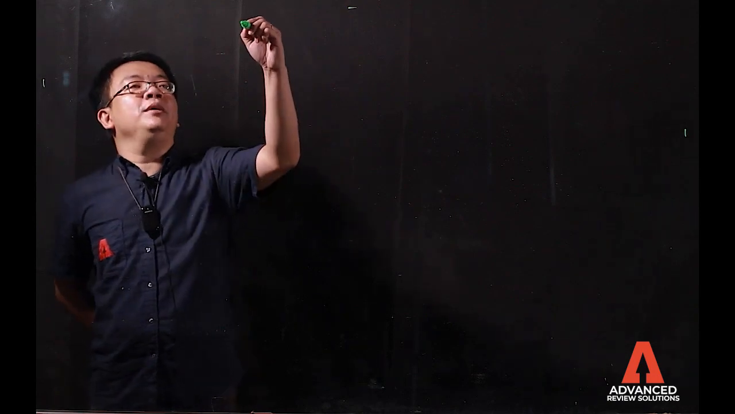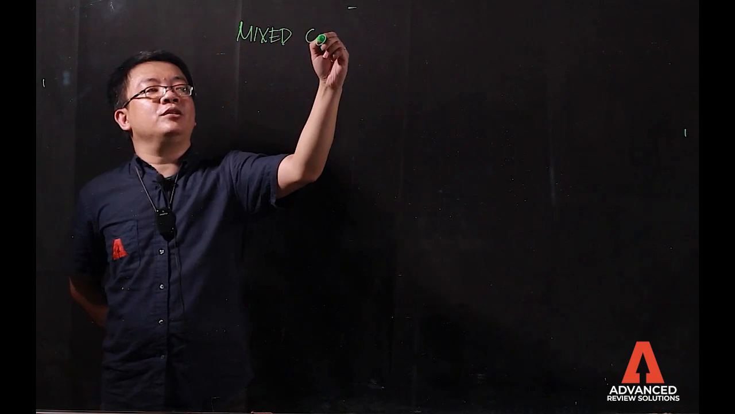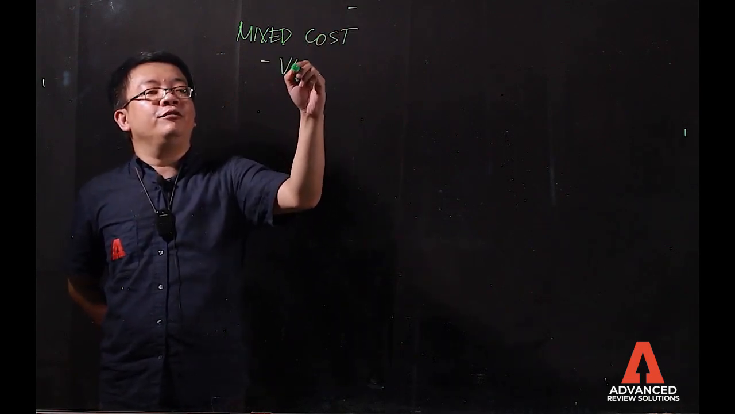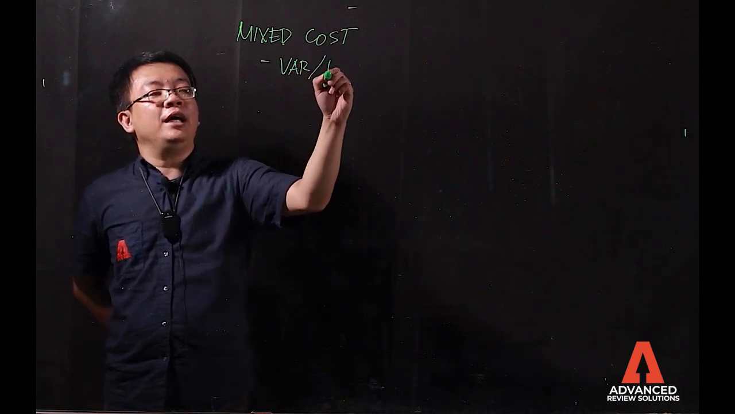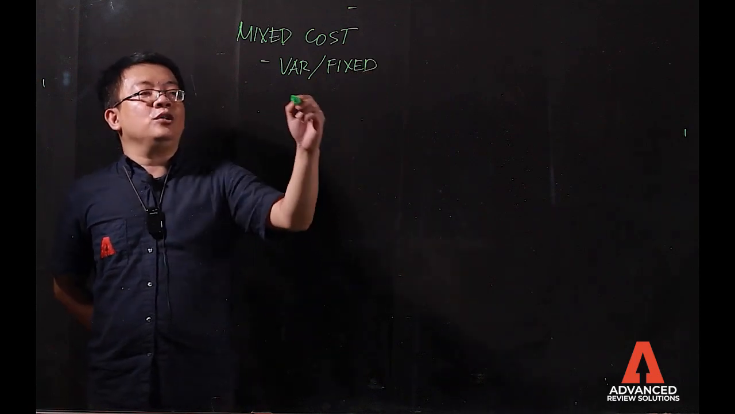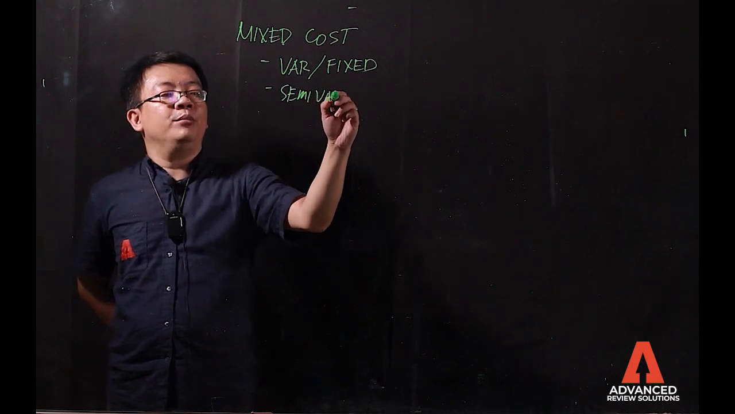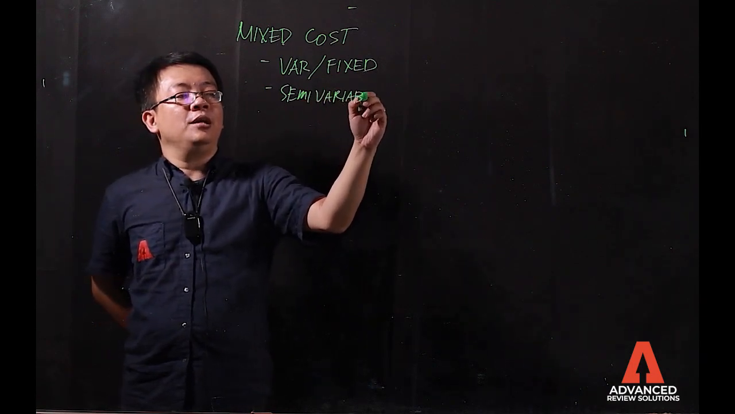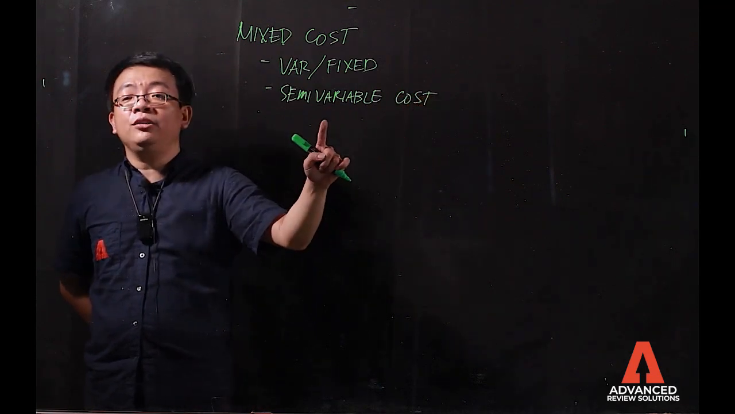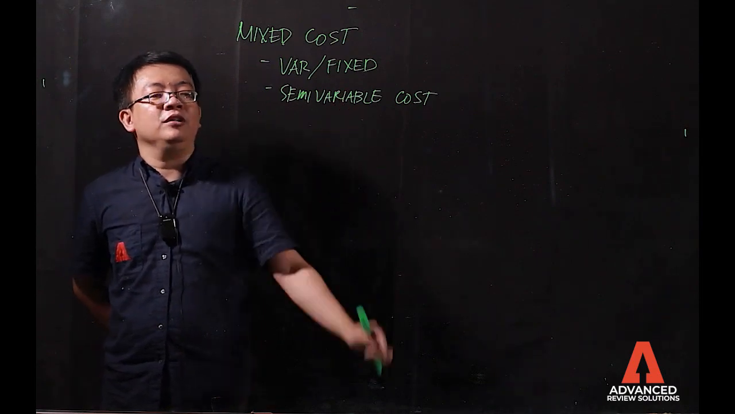This is all about mixed cost, no? Mixed cost. All right. What do you mean by mixed cost? Meaning a combination of your variable cost and, at the same time, your fixed cost. That's why mixed cost is also known as semi-variable cost. Take note. Semi-variable cost means it changes in total but not proportionately with the changes in your activity level.